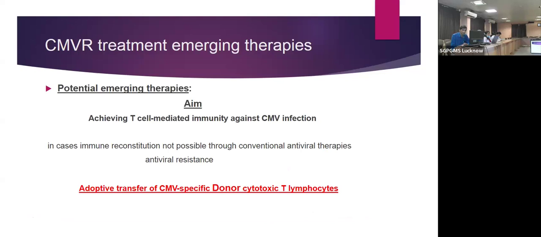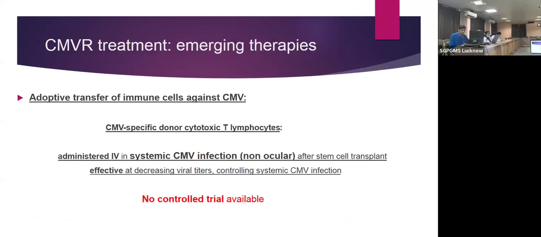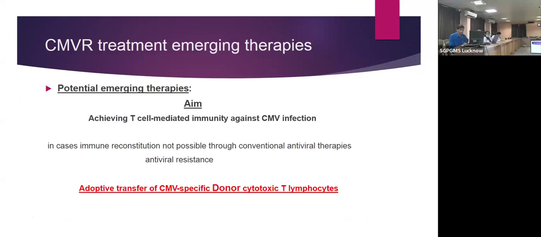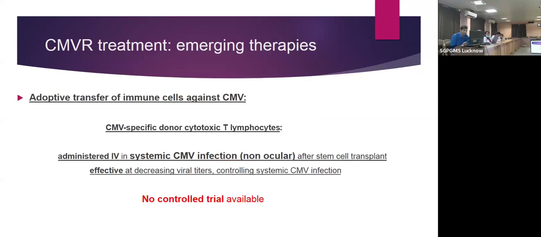One is T cell mediated immunity. To achieve T cell immunity, this is the adoptive transfer of CMV specific donor cytotoxic T lymphocytes. This was first reported intravenous, but a few people have given it intravitreal also. No controlled or prospective trials are available, only case reports. It is administered intravenous, these donor cytotoxic T lymphocytes, and first it was reported for only non-ocular CMV disease.